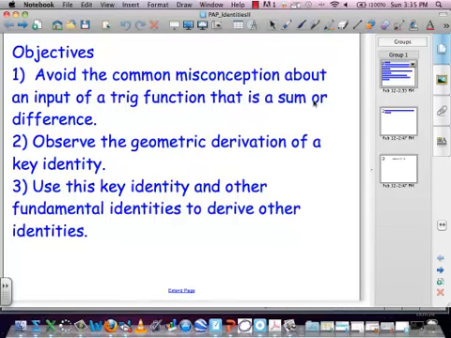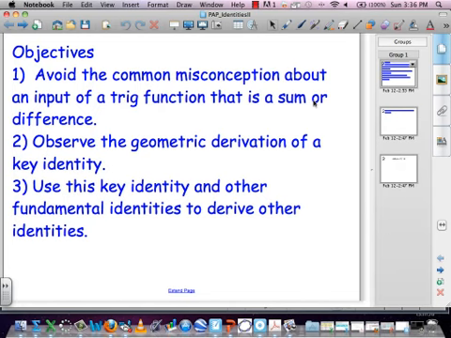Our objectives for today are to avoid some common misconceptions about not only trig functions but functions in general. We want to observe the derivation using geometry of a key identity that we're going to use again and again to help us come up with other trig identities as well as use it in other calculations. And then you're going to use that identity today and also in class to come up with some other identities.